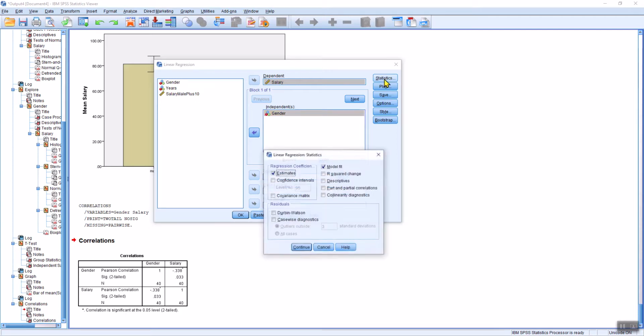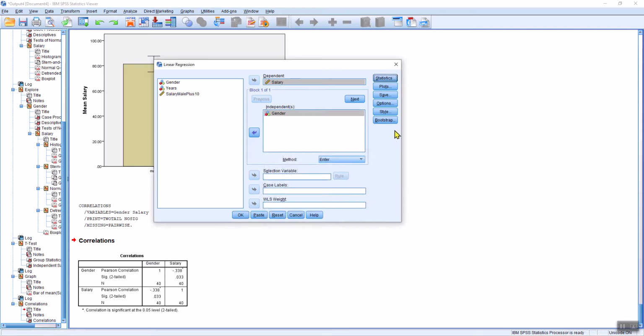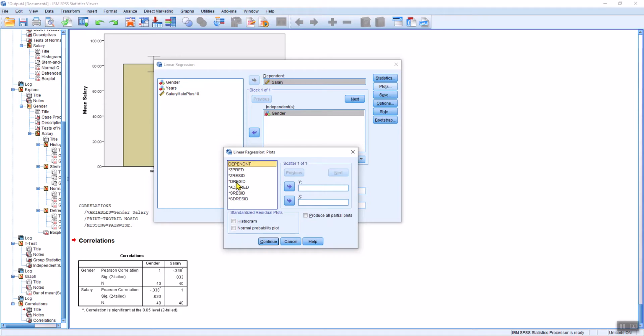And in statistics, we don't need the collinearity diagnostics until we add a second independent variable. So let's just look at the descriptives and the confidence intervals. And in order to check for heteroscedasticity, we should put the predictor in X and the residual in Y. The Z score for the predictor goes in X and the Z score for the residual in Y. This will tell us if there's a violation of homoscedasticity.